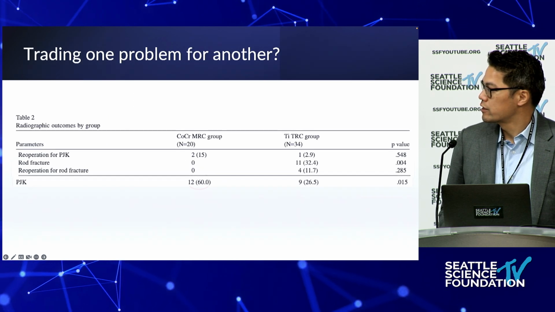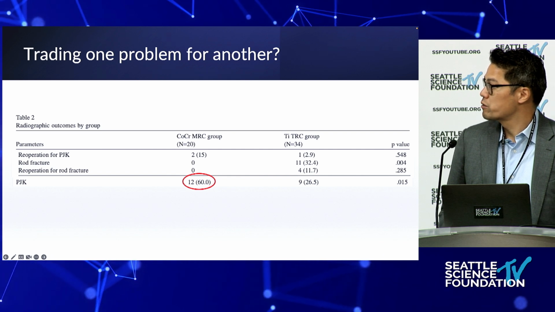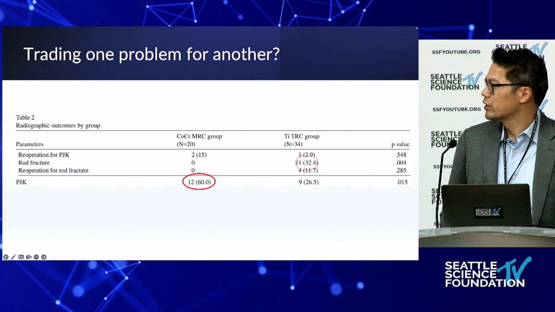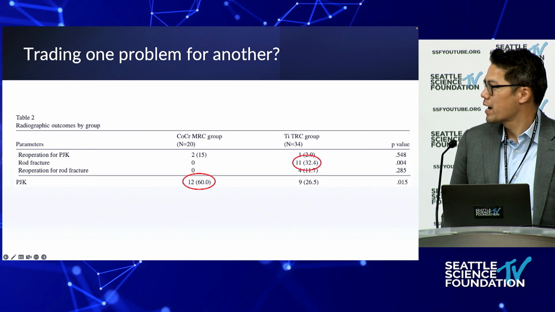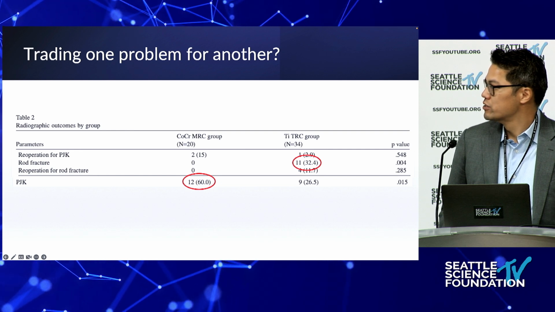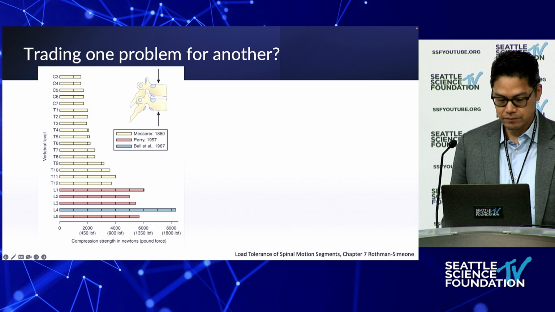And this is their data. 60% of patients in the cobalt chrome group ended up with PJK compared to 26.5% in the Ti group. But if you look at the rod fracture rate, the Ti group had a much higher rod fracture rate compared to none in the cobalt chrome group. So it does definitely look like we are trading one problem for another.